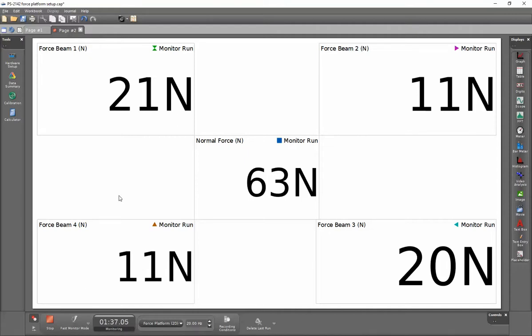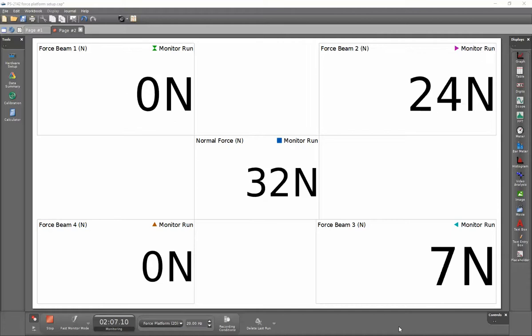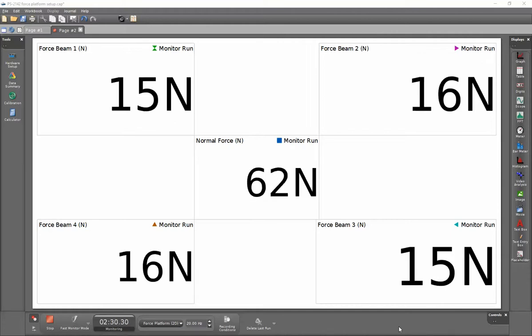So you can see that the two opposing beams, both force beam 4 and 2, have about 11 newtons, while the other force beams are decreasing. So we'll go ahead and repeat this process again, advance about 5 degrees. And if we wait for things to stabilize, we're now within 1 newton of each of the load cells, and our force platform is now leveled.